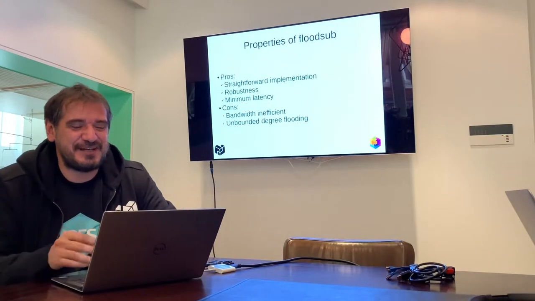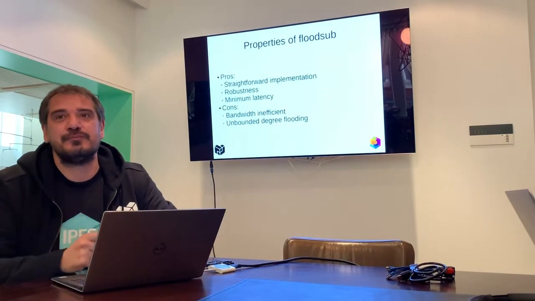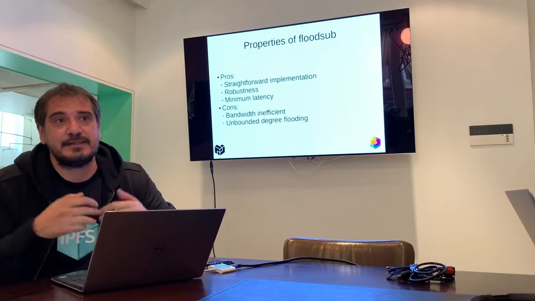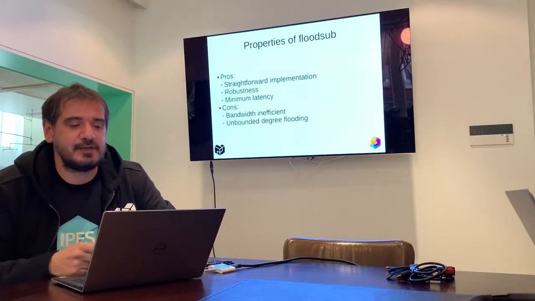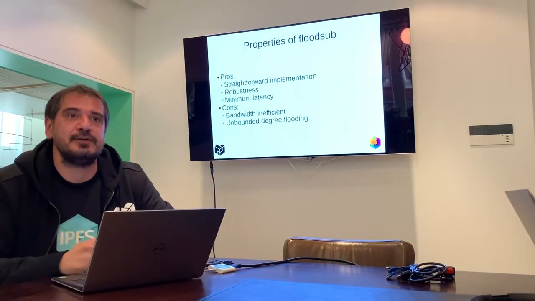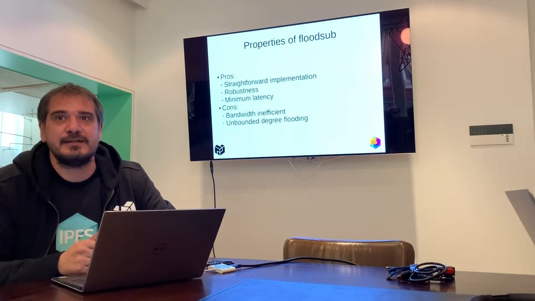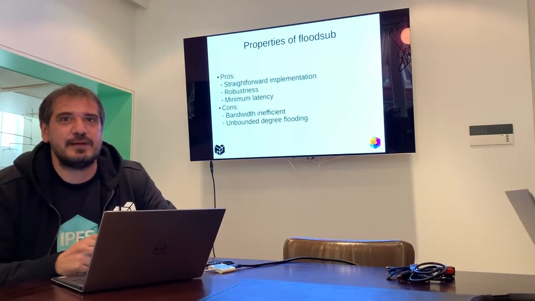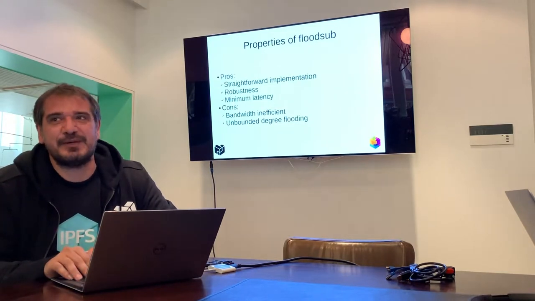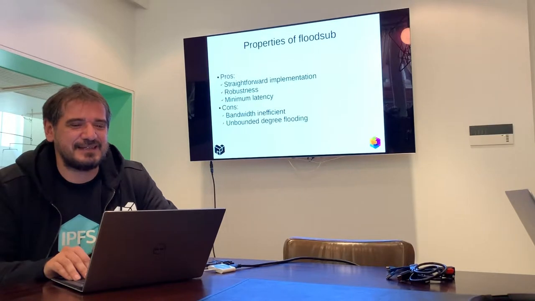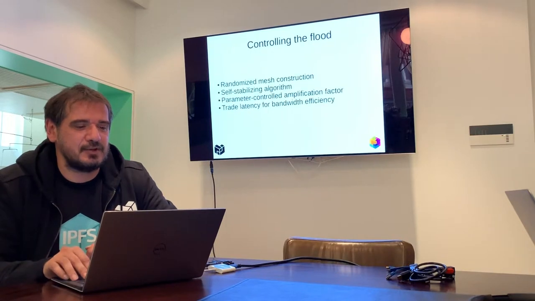So it's bandwidth inefficient. And the biggest problem, besides the global bandwidth inefficiency, is that it has unbounded degree flooding. That means that if a peer is connected to many peers, then it's going to have a huge amplification factor. So if you have 100 connections to 100 peers, then you're going to be sending 100 extra messages, which is a big problem, especially for things like bootstrappers that would like to participate in some PubSub channels or topics.